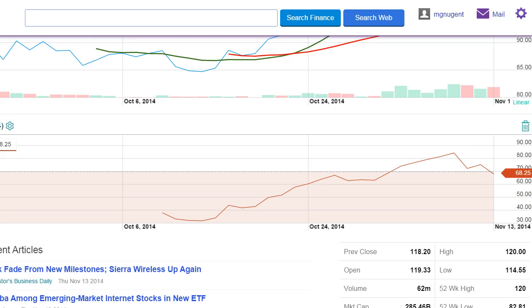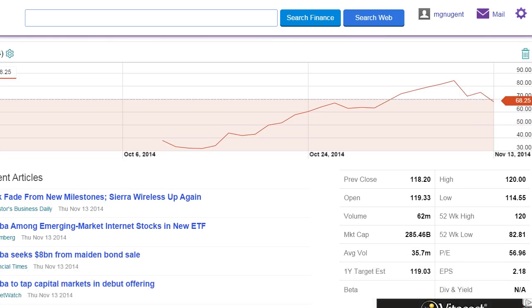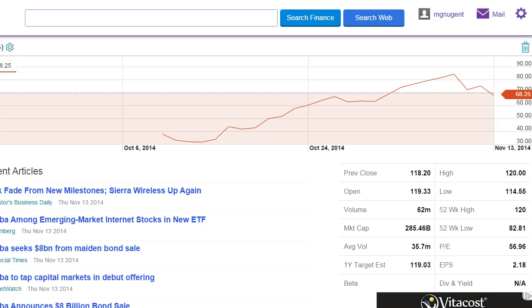Okay, so that's all very interesting. Let's look at the PE of the stock, which is currently at 56, very high for a retailer, but this is an online retailer and not so much different than, say, Amazon. The low is 82, the high is 120. Earnings per share are $2. And the market cap is 285 billion, so a very large company.